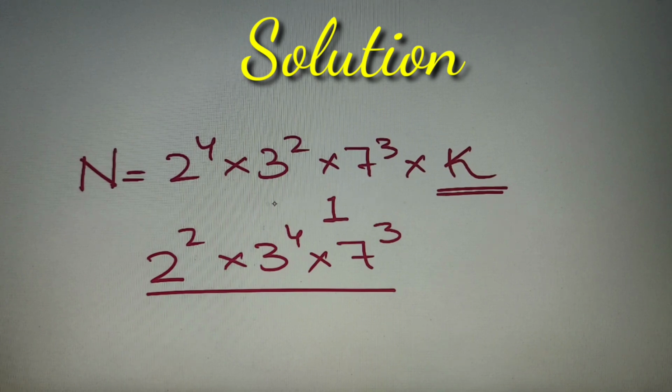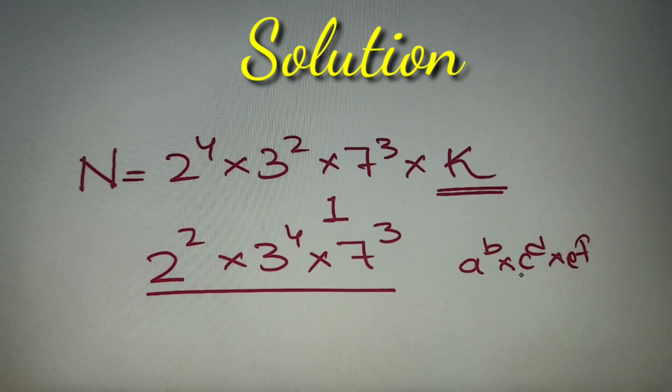Now the question doesn't end over here. We have to find the number of factors for the least value of k. Now if we have a number of the form a raised to power b into c raised to power d into e raised to power f and so on and so forth, where a, c and e are prime numbers and b, d and f are the respective powers, then the number of factors for that given number is equal to the product of b plus 1, d plus 1 and f plus 1 and so on and so forth, as many numbers are there.